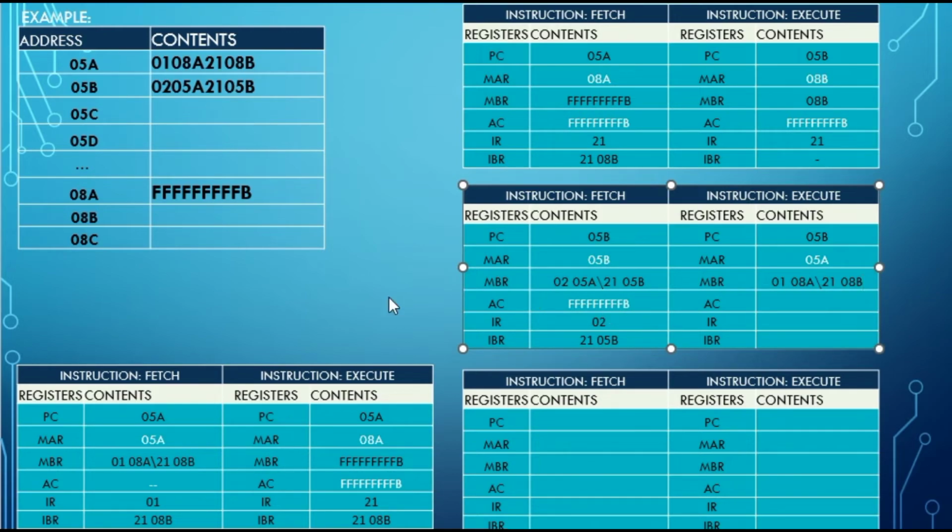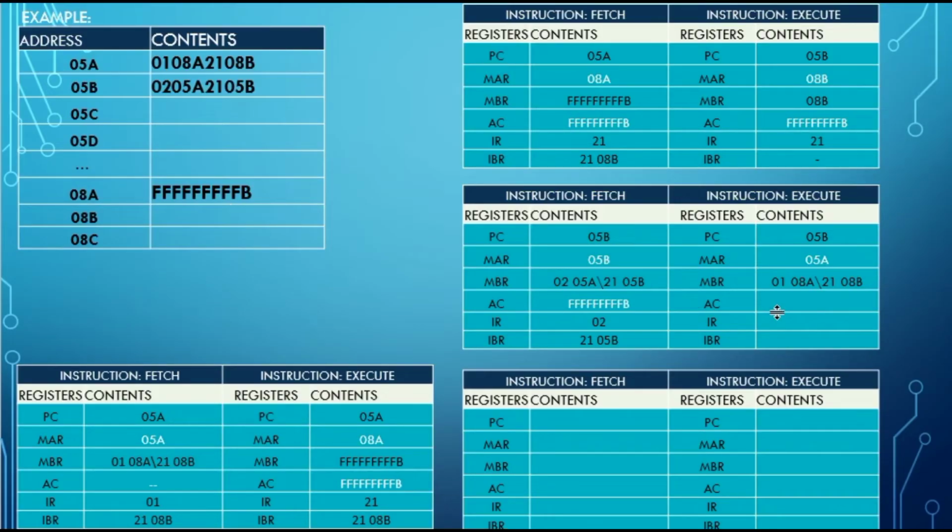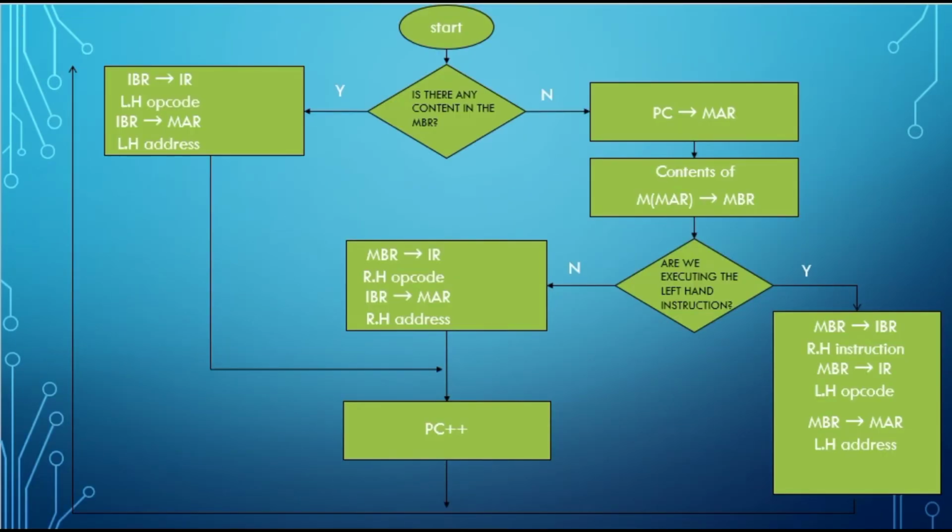02, let's go to our instruction set, and 02 is this one, and it says transfer the negative value of the value that is in X into the accumulator. So we're just going to say negative 1, 2, 3, 4, 5, 6, 7, 8, 9, 10, like so, right? And once we place that, we go back to this guy here.